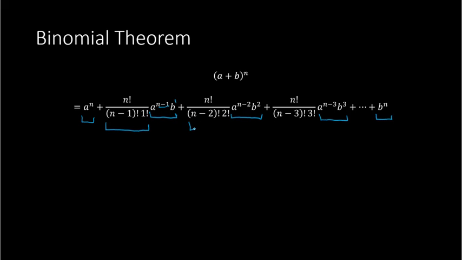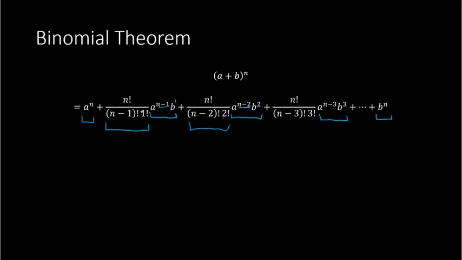And then here for the third term, we have, again, n factorial on the top, and then in the denominator, we have n minus 2 factorial because the exponent with a is n minus 2, and then the exponent with b is 2, so that's going to be a 2 factorial as well. And that pattern is going to continue. So the exponents with a and b for the next term are n minus 3 and 3. So in the denominator, we have n minus 3 factorial times 3 factorial.